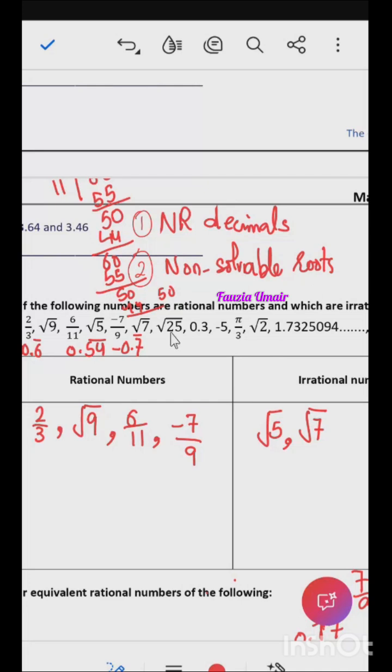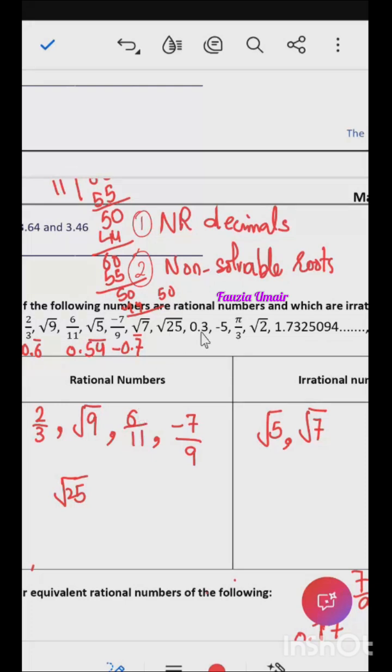So next is the square root of 25. Who will tell me? Please raise your hand. Zoya, ji. It is 5, which is rational, because the square root of 25 is a solvable root. 5, right? Very good.